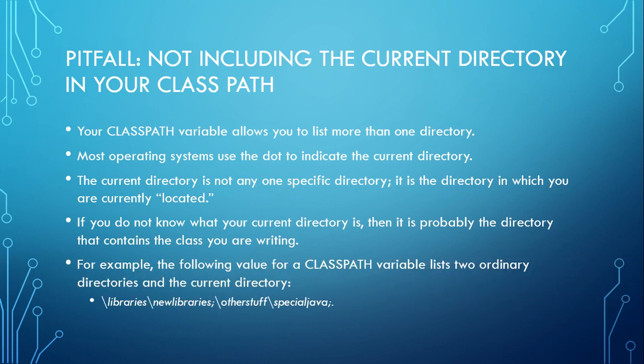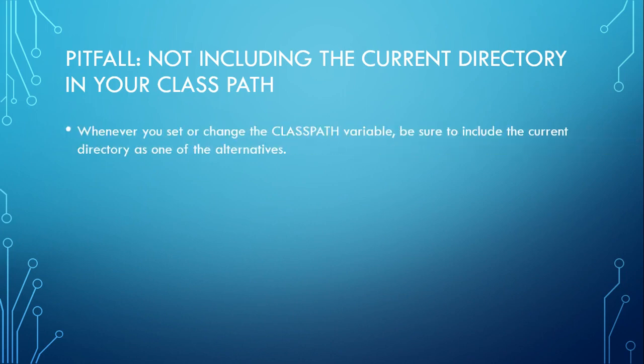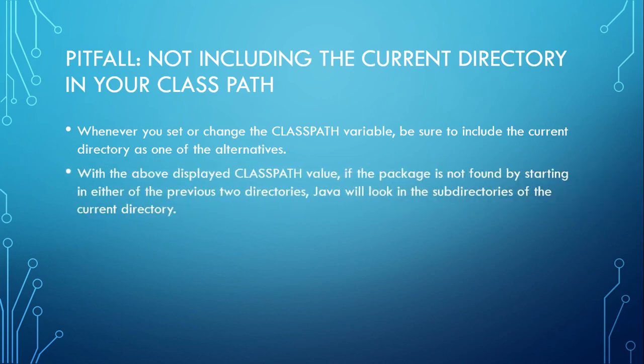Now, for example, the following value for a class path variable lists two ordinary directories and the current directory. So I have library/new libraries, and then I have another one separated by a semicolon here, other stuff/special Java. So there's two directories right there, and also the current directory. Now, whenever you set or change your class path variable, be sure to include the current directory as one of the alternatives, because it's always good to have those alternatives just in case.